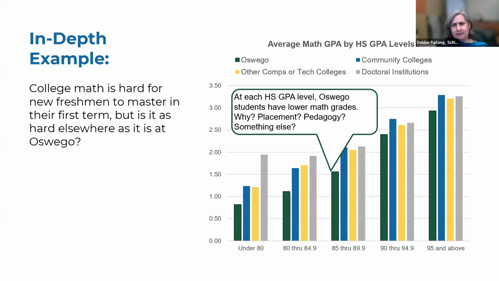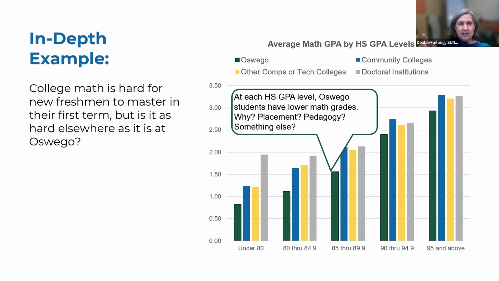And then what about the middle ones? And what about the really high ones? So on this graph, SUNY Oswego students are the dark green. And you'll see two things. One is, as expected, students' grades in math are very correlated with their high school GPA.